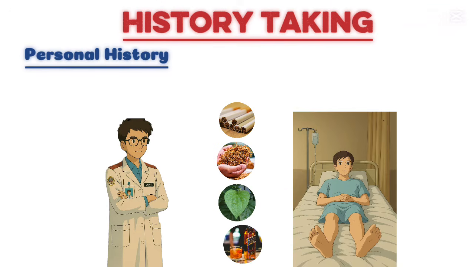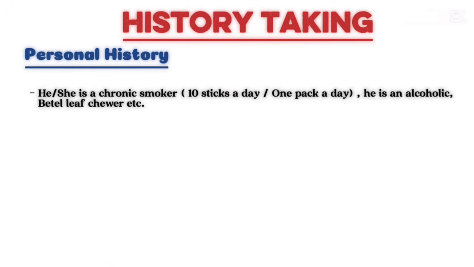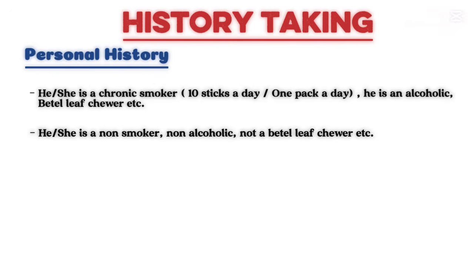So here we ask the patient about their personal day-to-day habits and if he or she has a history of something like cigarettes, alcohol, betel leaf chewing, betel nut chewing, or tobacco, or anything that may be a cause behind their disease. So if the patient has any of those histories, like let's say smoking, alcoholism, and betel leaf chewing, then we can write he or she is a chronic smoker, a chronic alcoholic, and a betel leaf chewer. Or if not, then we can write he is a non-smoker, non-alcoholic, non-betel leaf chewer, or we can simply write not so significant.